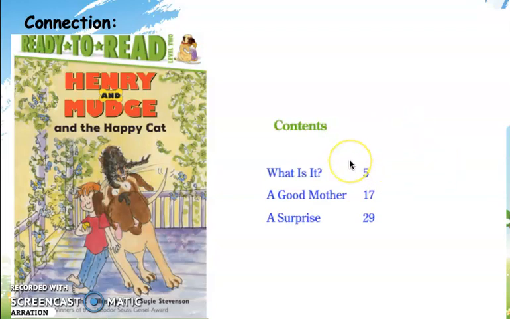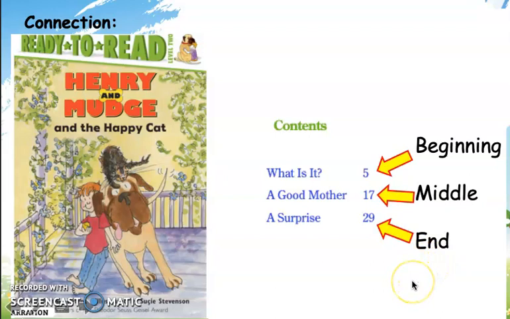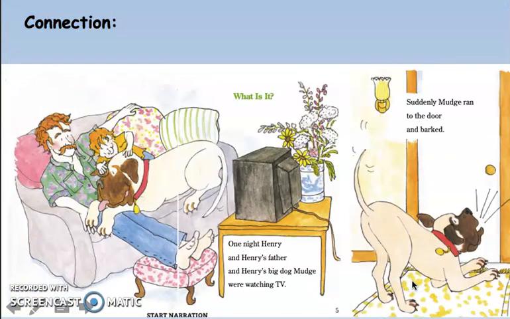Also in this story, the author makes a title. She makes a name for each part. For example, the beginning part's title is What is it? And the middle part's title is A Good Mother. And the ending chapter's title is A Surprise. Now, let's read a couple pages of this book from the beginning, okay?